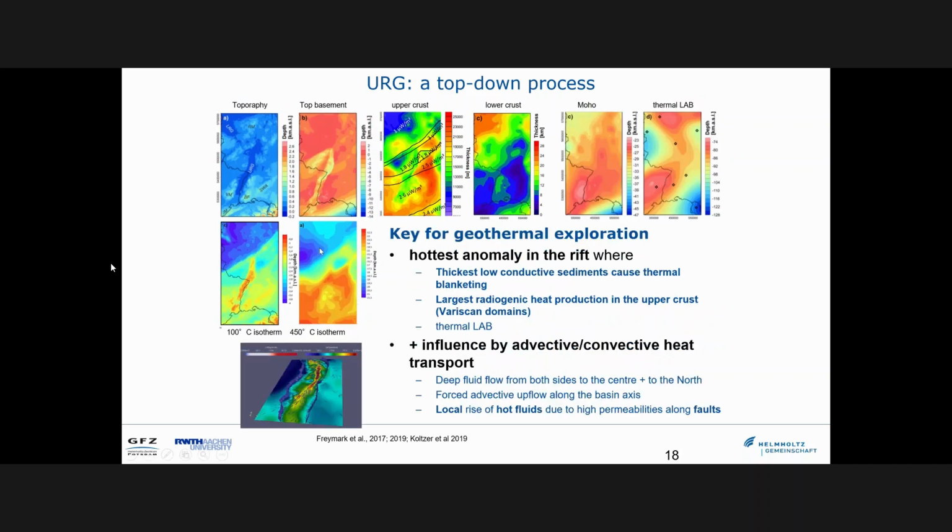Of course, in this system, we have a very strong influence of advective and convective heat transport, and I will not have time to illustrate that entirely, but I can say this situation modulates this average general pattern in that we have cold fluids moving along the border faults from the rift shoulders into the basin. They warm up and they rise along the basin axis to produce a general pattern of northward hot rising fluid flow in the center of the Graben.